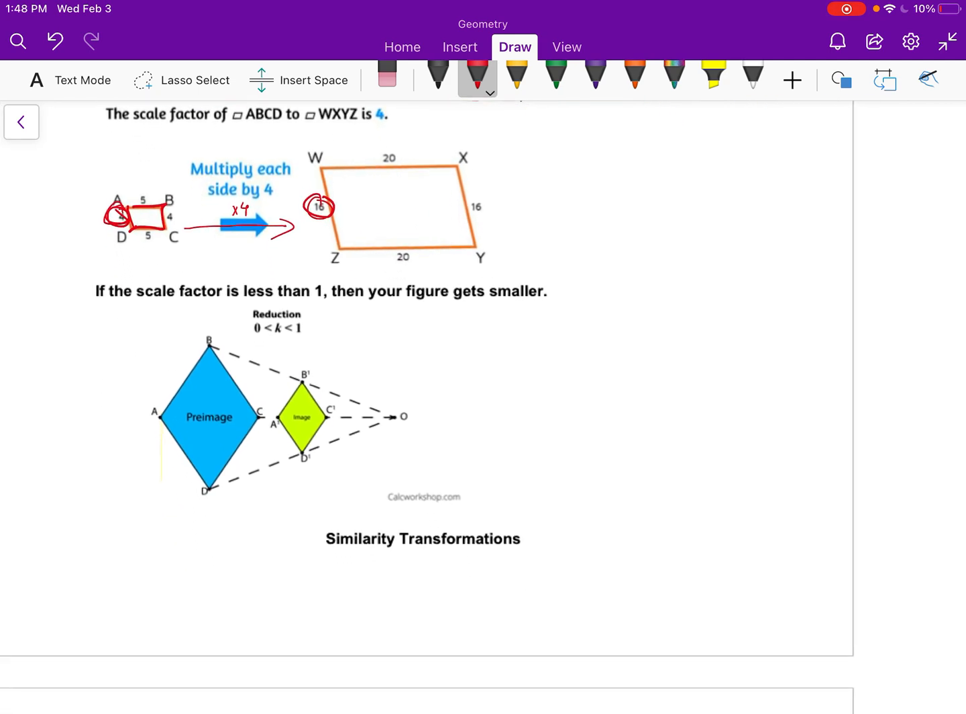Conversely, if your scale factor is less than 1, then your figure gets smaller. Your pre-image is your original image. If we're going to make it smaller, our scale factor is going to be less than 1. You can't really tell on this picture what the actual scale factor is. However, we just know that it's between 0 and 1. It's going to get smaller. It's not greater than 1.